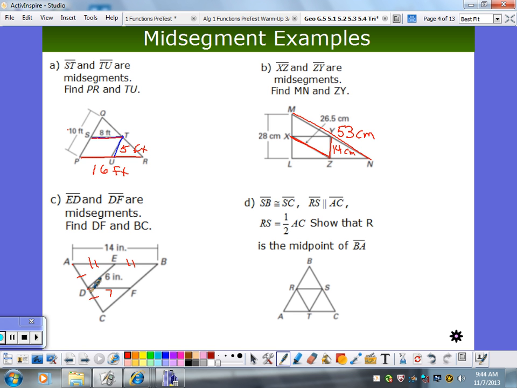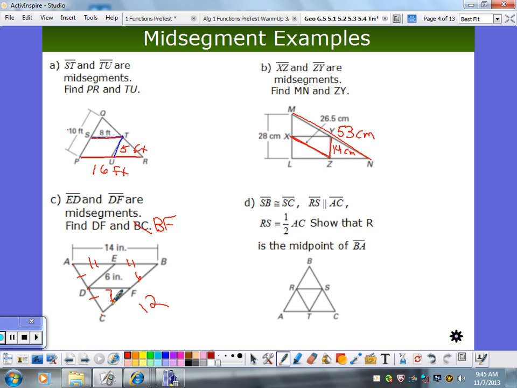Let's see, here is DE. I want to find BC. So what's BC going to be? 12. What if they said find, instead of BC, what if they said find BF? Yeah? Okay. These little pieces are all congruent. So we got that.